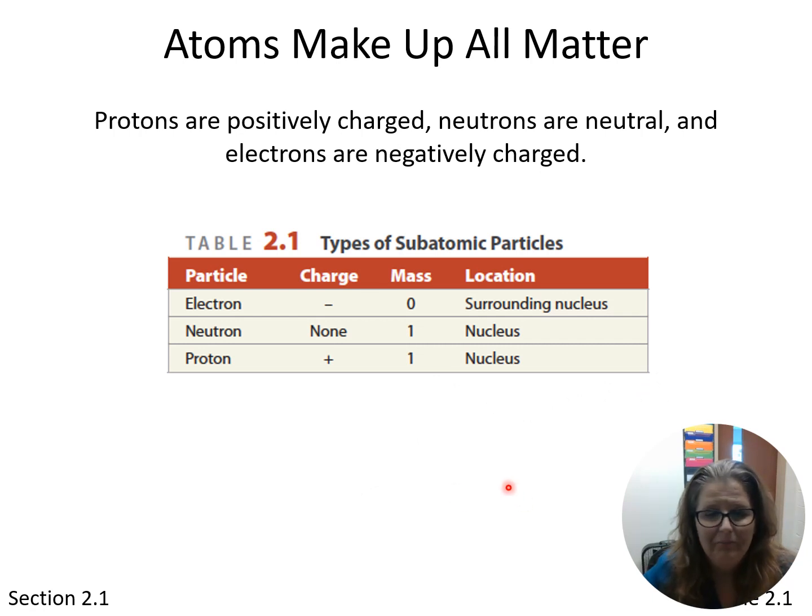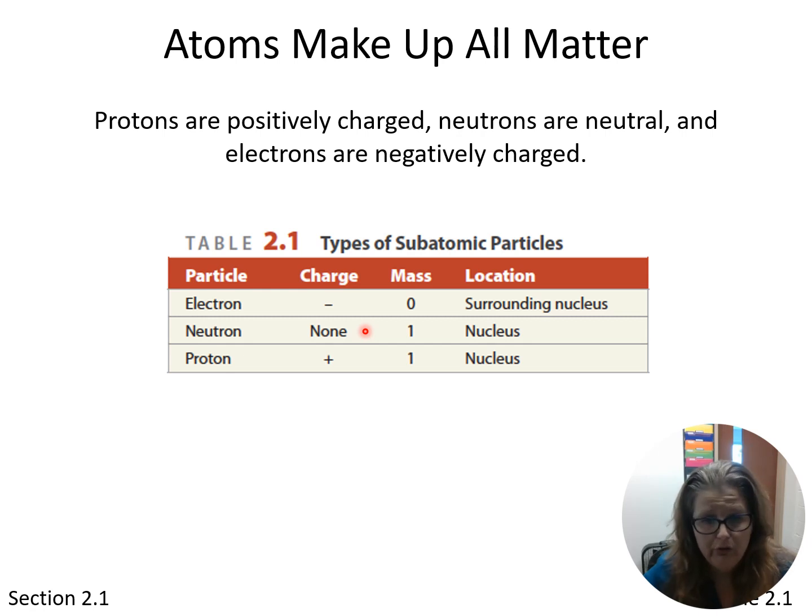So here's a good table to show you. An electron has a negative charge. We're going to say the mass is 0. It does have mass, but it is so small that it's insignificant here. And it's surrounding the nucleus, whereas the neutron and the proton are in the nucleus. The neutron and the proton both have a mass of 1. So when we calculate the atomic mass, it's the number of neutrons plus the number of protons.